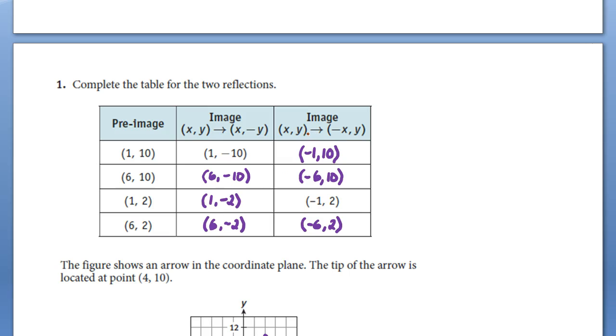Another transformation might look like this. (x, y) goes to (-x, y). Switch the x value, but keep the same y value. And so (1, 10) would transform into (-1, 10), and so on in the table.